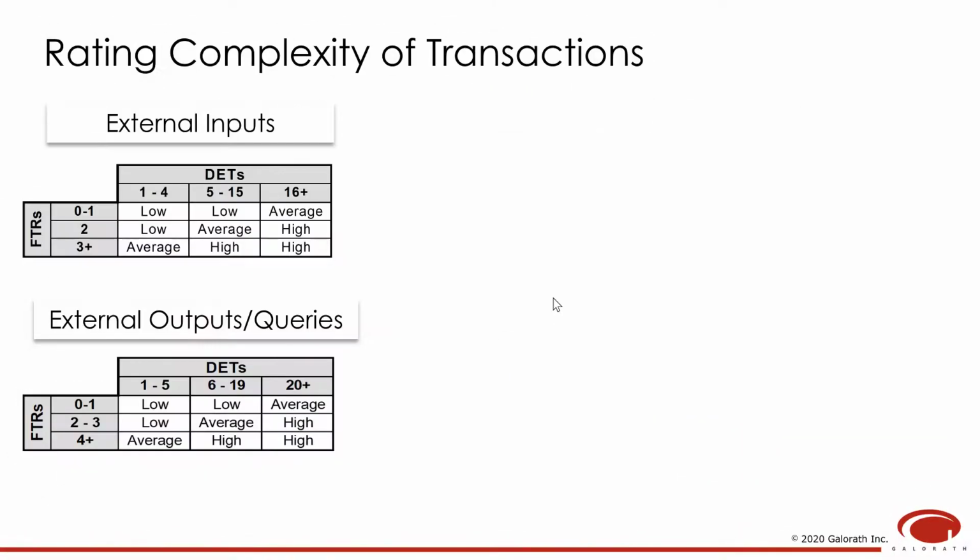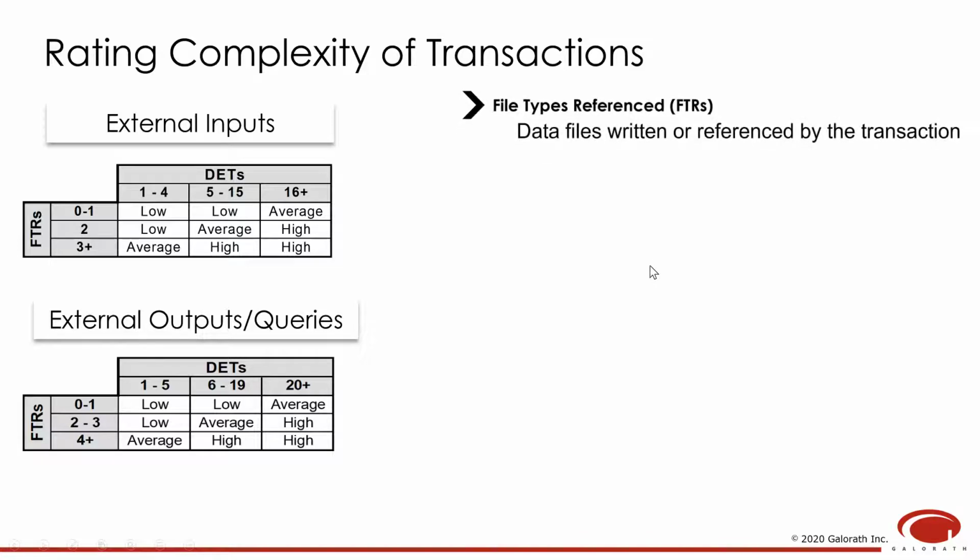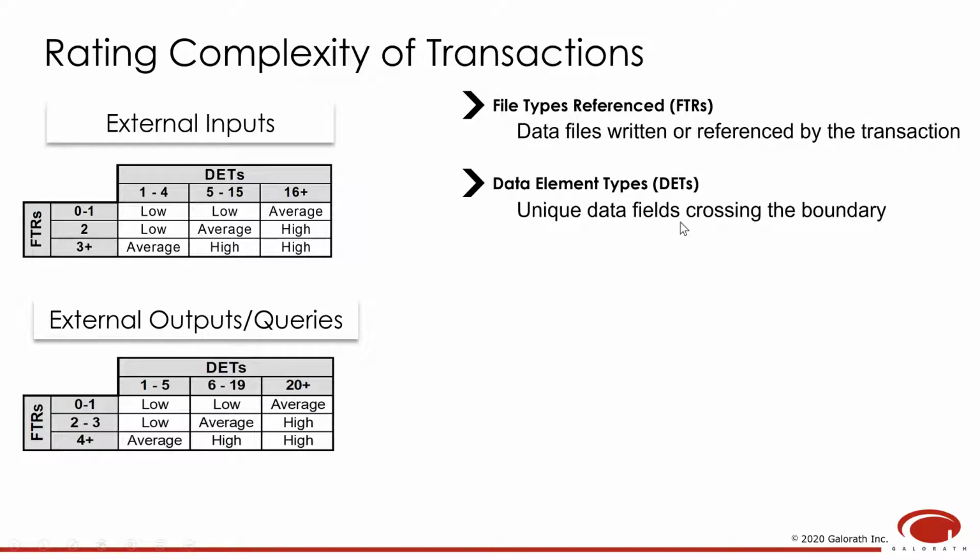The complexity of a transaction is determined by 2 attributes: the number of file types referenced, or FTRs, and the number of data element types, or DETs. A file type reference is basically a data file that is written or referenced by the transaction. A data element type is a unique data field that crosses the boundary of the application during the execution of the transaction. Let's illustrate this with an example.